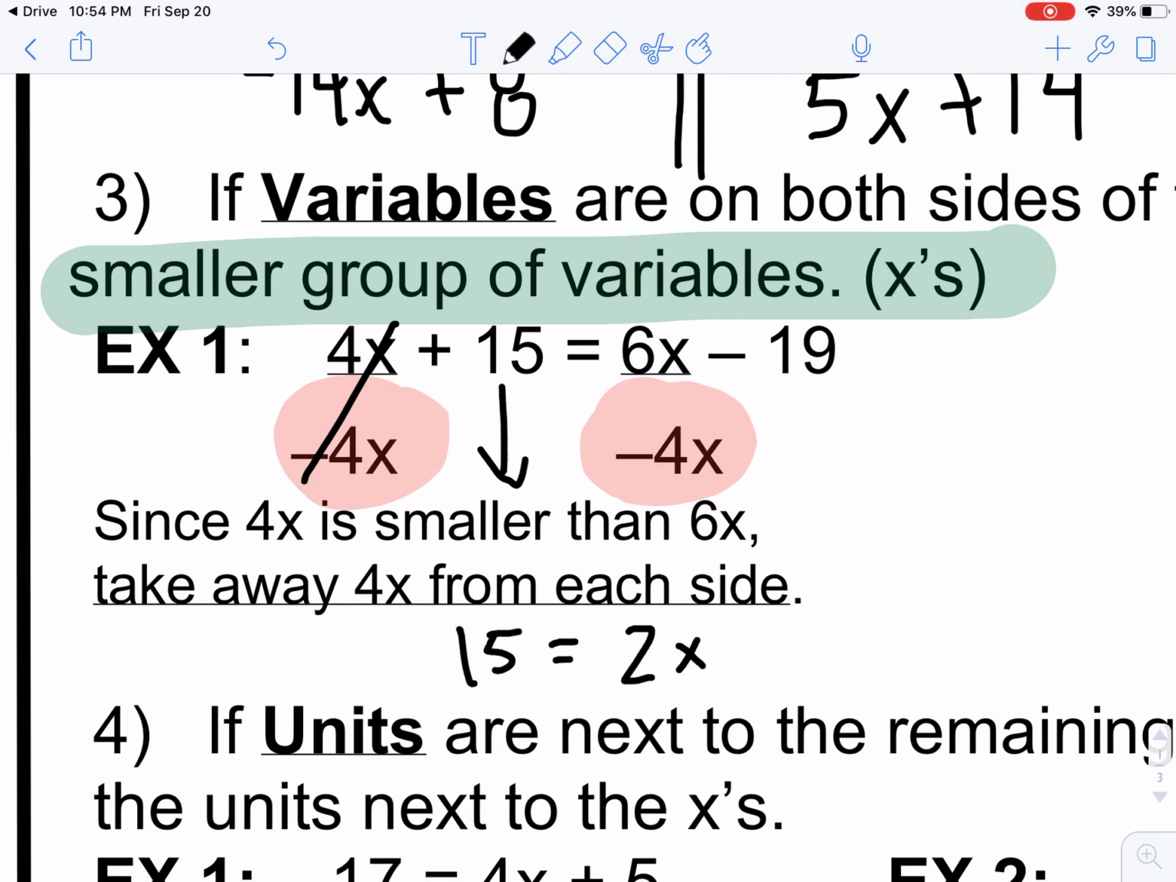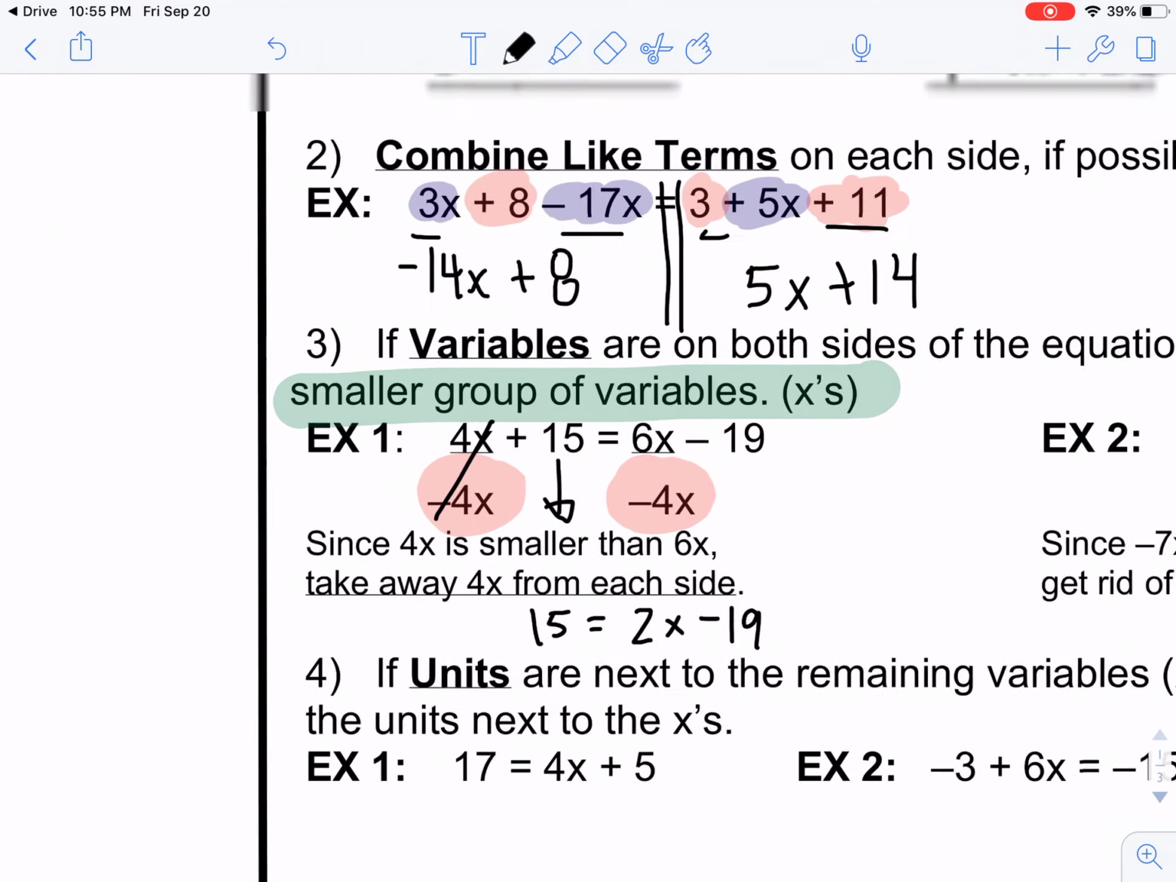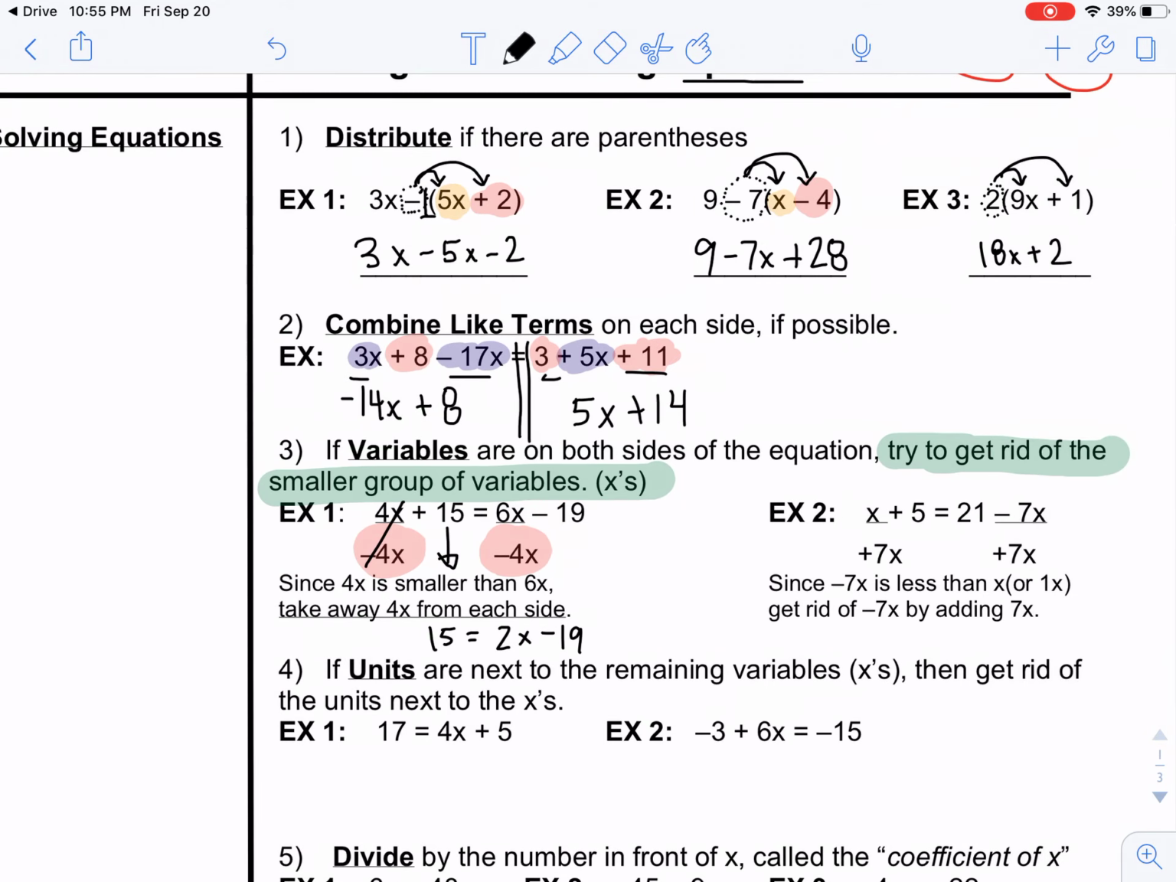Here the 15 just drops down. We'll end up with 2x minus 19. Now if we subtracted 6x from both sides, we're going to end up with a negative x, and that's not something that we would want. So the reason why we are trying to get rid of the smaller group of variables is so that we have a positive, or we are adding. That's going to happen here and there where we have a negative x, even if we get rid of the smaller group of variables, but that's okay.